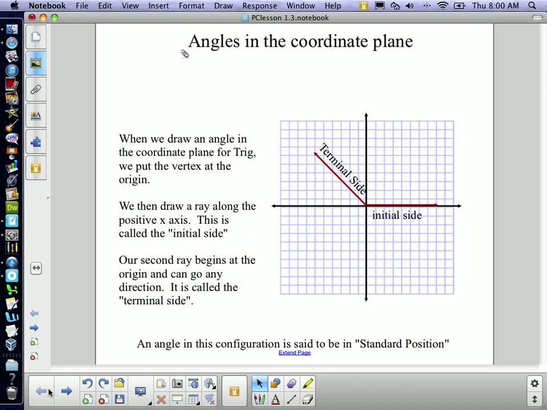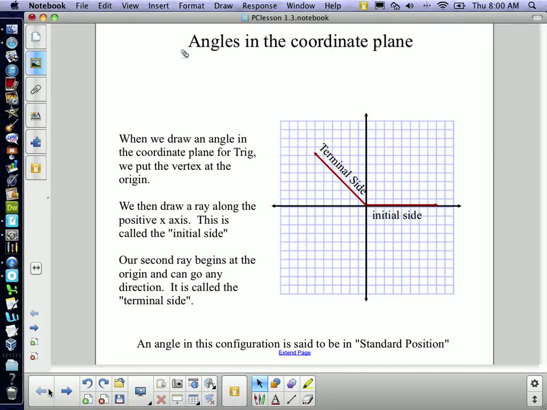Sorry, I had a first slide. Angles in the coordinate plane. Now we're kind of switching into new stuff you haven't seen before. We've had our 2 days of review. Congratulations, we're done with that now. Now new material from this point on, pretty much.